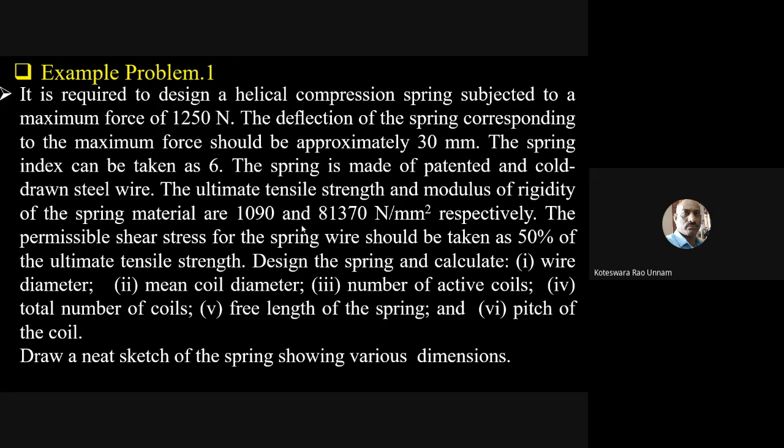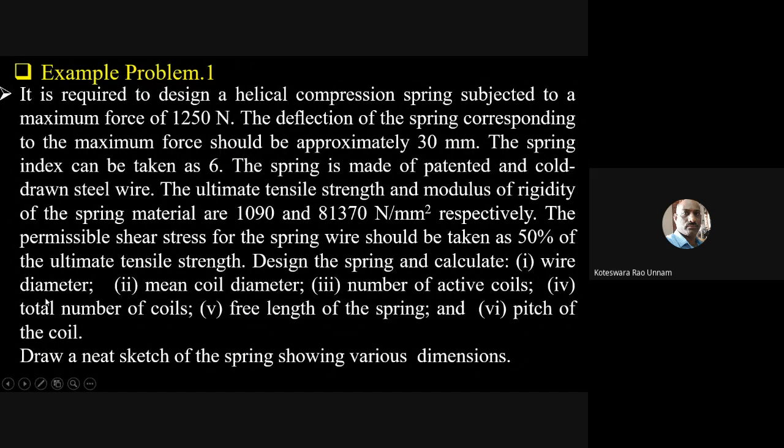So coming to this problem, what we discussed in yesterday's class, it is straightforward. He has given the force and deflection, and also of course he has given the ultimate strength and shear modulus and spring index. That is the given data. Using the given data, we are able to find out the wire diameter, mean coil diameter, number of active coils, total number of coils, free length, as well as pitch of the coil. After that, he asked us to draw the sketch of the spring showing various diameters.